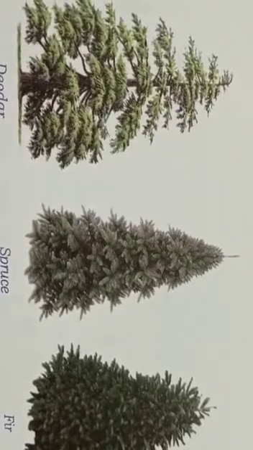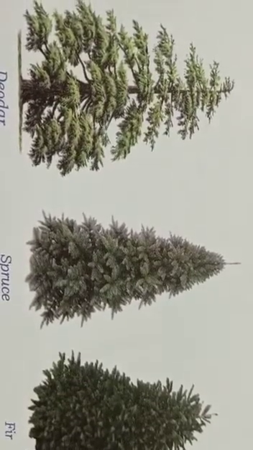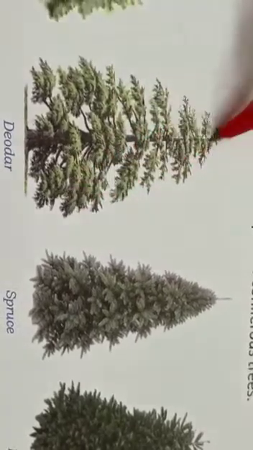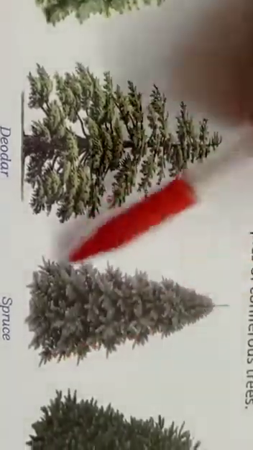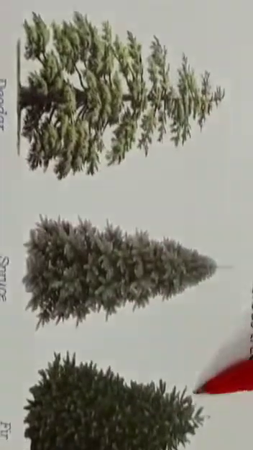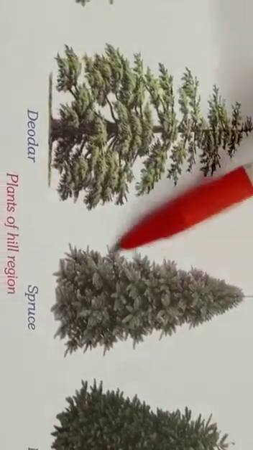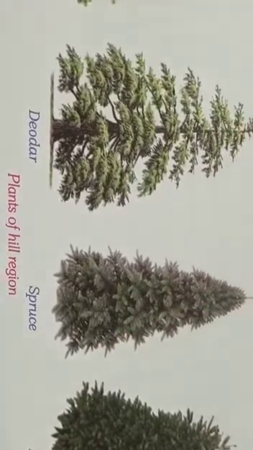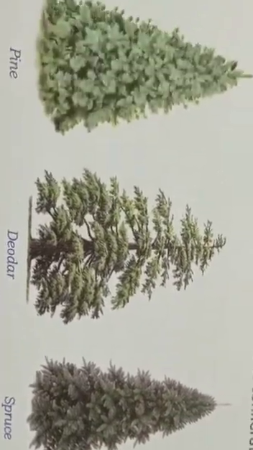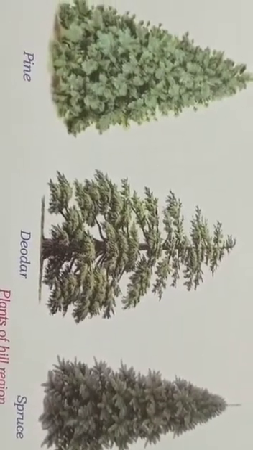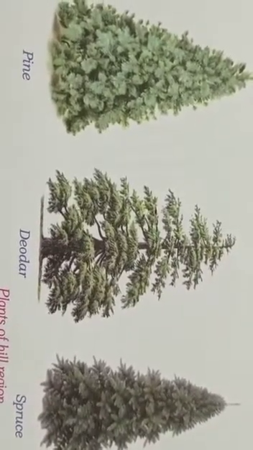Number 2, these trees are generally cone shaped. You can clearly see these are cone shaped with sloping branches. It helps snow to slide off easily. Due to this shape, they are referred to as coniferous plants or conifers.